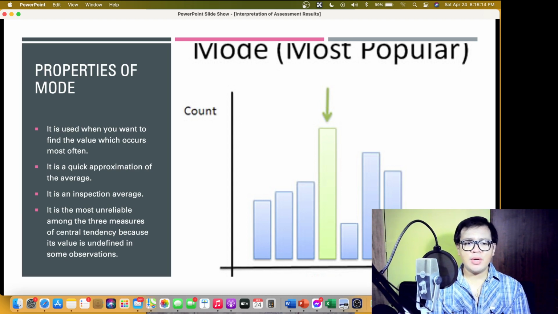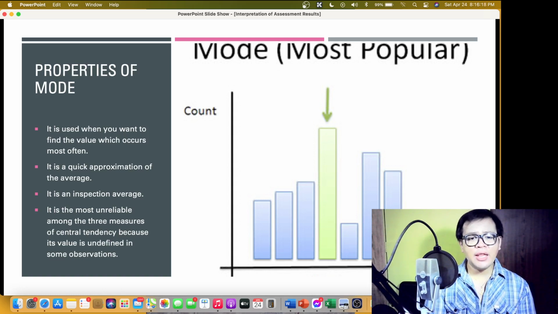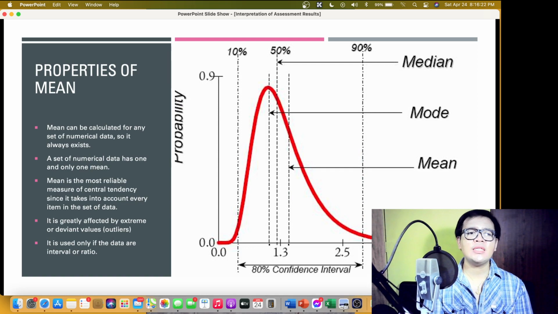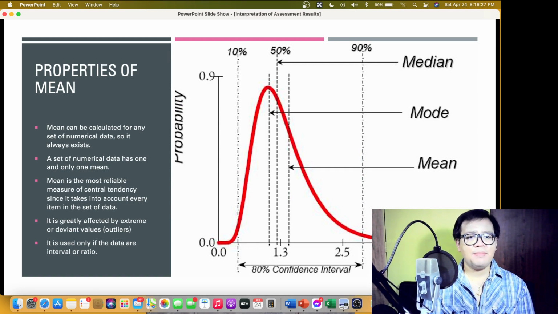It is the most unreliable among the three measures of central tendency because its value is defined by some observations. You could also see that the properties of the mean are that it can be calculated for many sets of numerical data, so it always exists. And a set of numerical data has one and only one mean.